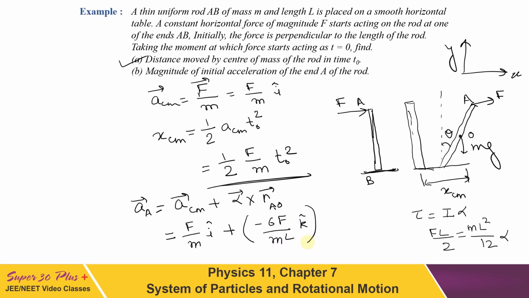What direction is this? It is clockwise. Generally we take anti-clockwise as positive, and this is clockwise, so it has to be minus k, which is perpendicular to the plane of the diagram. Cross r_AO. r_AO can be written as L by 2, and its direction has to be along g. Now on solving this, the answer will come out to be 4F by mL, which is the acceleration of point A.